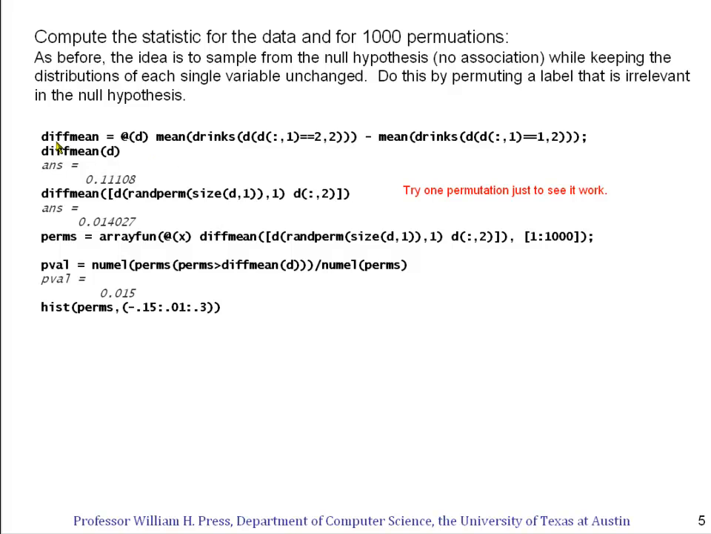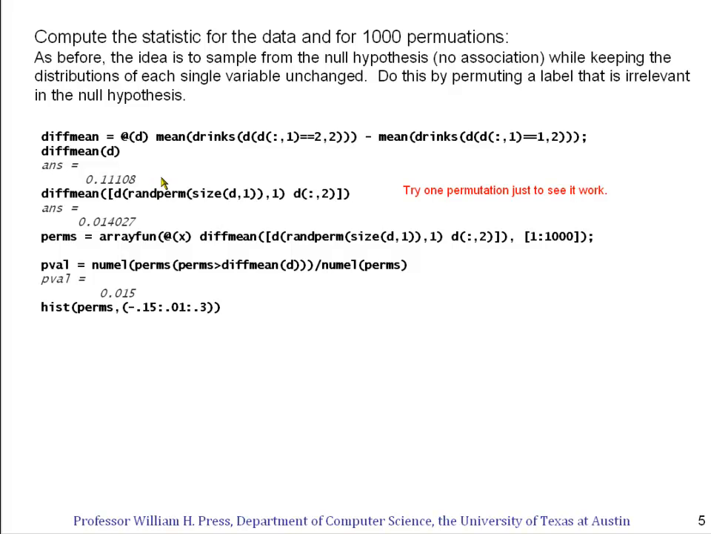We've seen this before. The difference between the means is going to be this anonymous function into which I plug the long skinny matrix D, and this is the same slightly complicated code as before. This is the mean number of drinks in the second row, that's the 2 here, minus the mean number of drinks in the first row of the original table, that's the value 1 here. And we see now when we compute that on the real data, D, we get the same number that we saw before, 0.11.